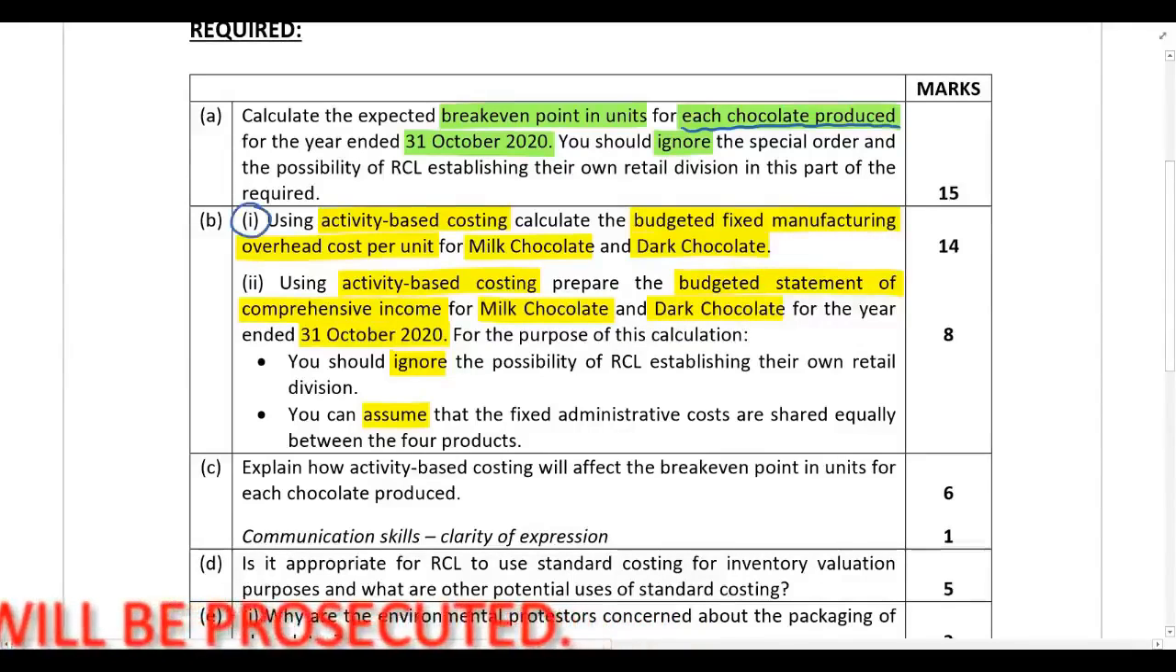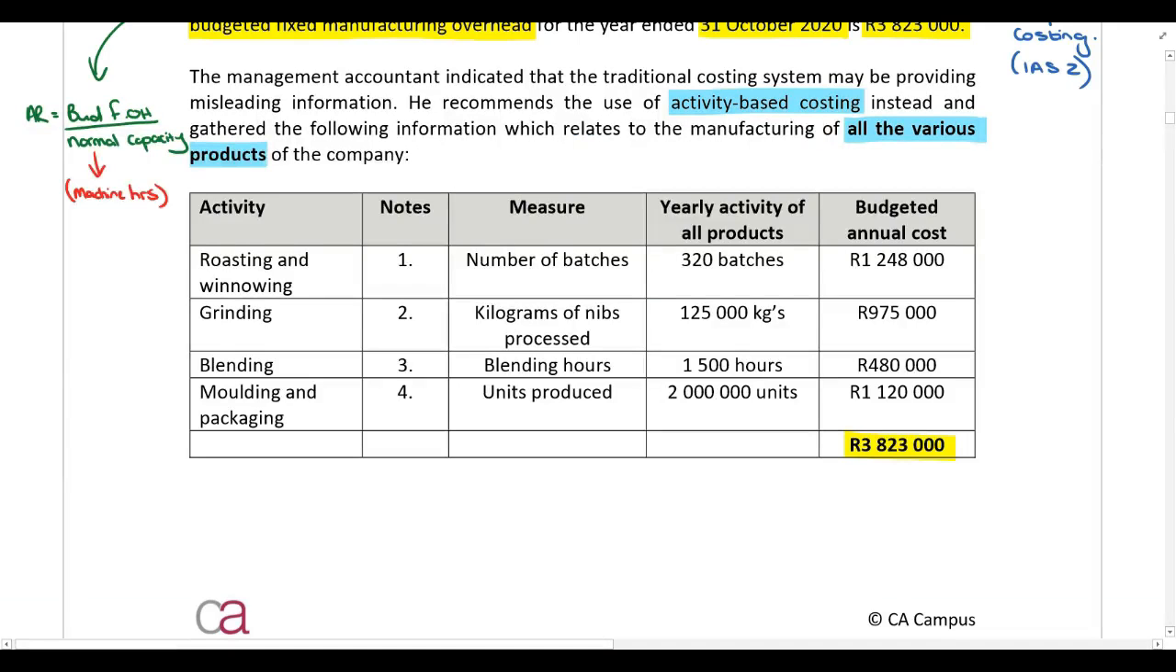Alright, so let's start by first calculating the budgeted fixed manufacturing overhead cost per unit using activity-based costing. Now, you'll remember from our lecture on activity-based costing, I've told you to break this calculation down into 2 steps. So let's look at step 1 first. First, in step 1, you need to calculate the activity rate. So let's go back to the information provided in the scenario.